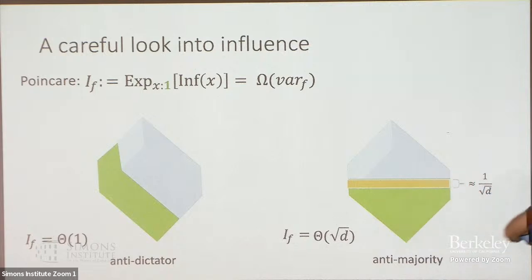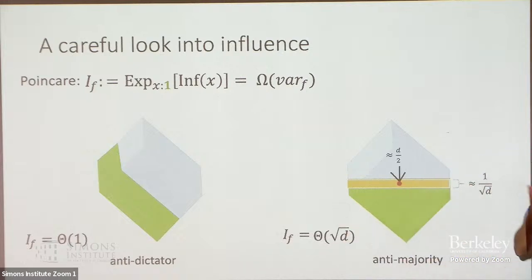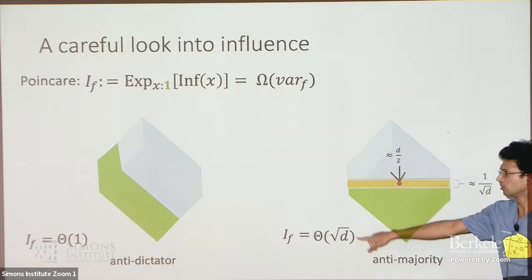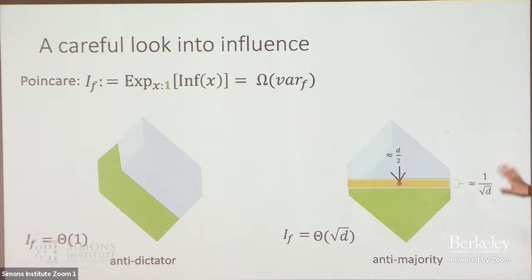So why is it root d? That middle layer is like a 1 over root d fraction, right? That's like d choose d over 2. And each of those points has influence d over 2. Directed or undirected influence in this case doesn't matter. So you multiply the d over 2 times that, and you get this root d. So this is an example where it's small. This is an example for a monotone function. This is the highest possible.